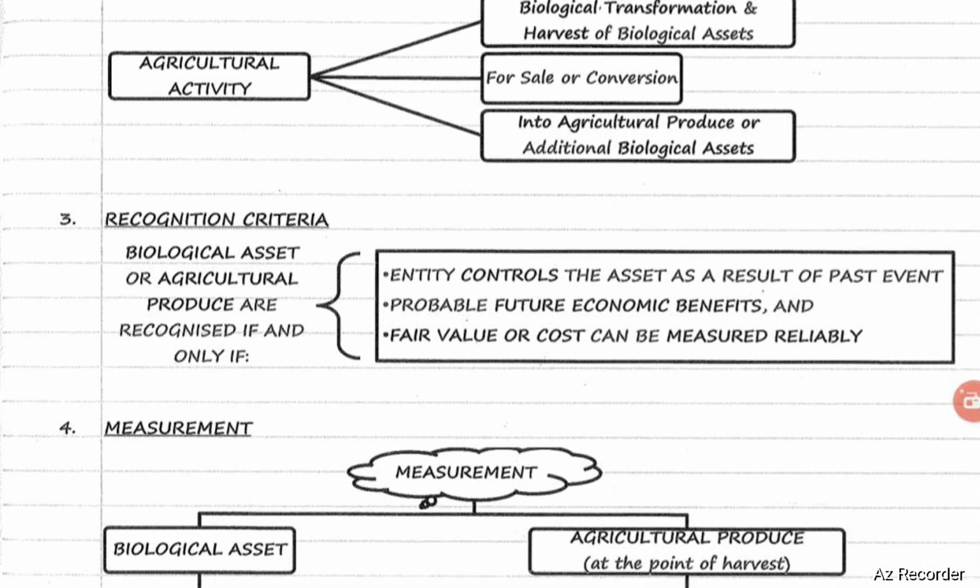Recognition criteria. Biological asset or agriculture produce is recognized if and only if the entity controls the asset as a result of past event, probable future economic benefits exist, and fair value or cost can be measured reliably.